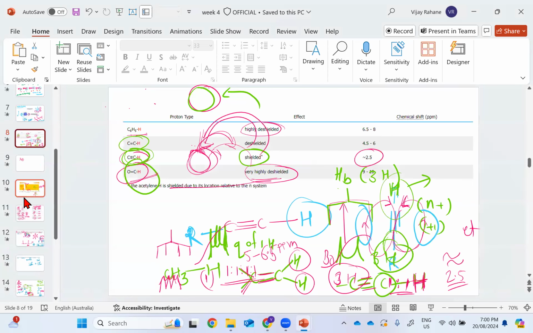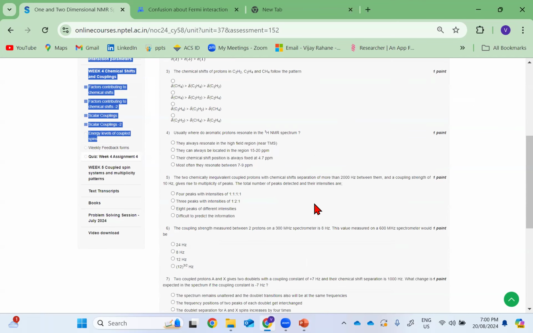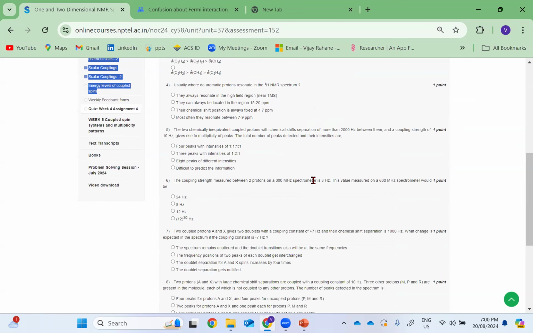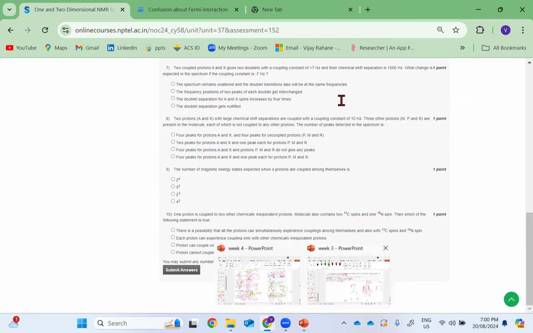Here we have seen each and every delta value, where it will be located. So I don't think you should face any difficulty in this one. Also, here the question asks where the aromatic protons will be. We have solved this question already, similar questions, not this exact question. There is again the fifth question based on inequivalent coupling protons. I think we have solved such problems. So I don't think there should be any problem solving the assignment.